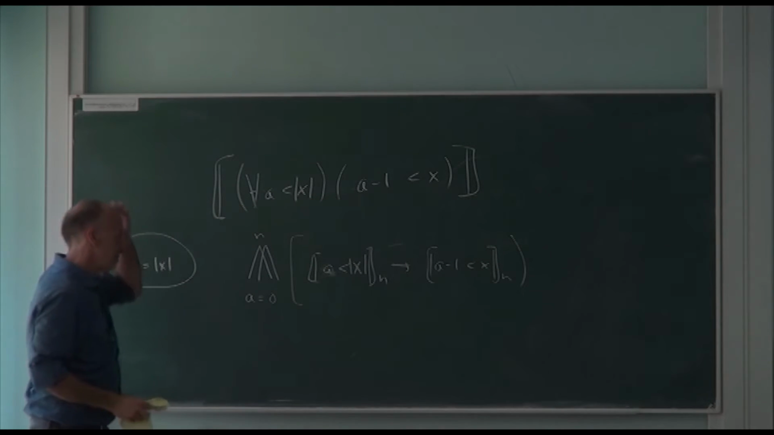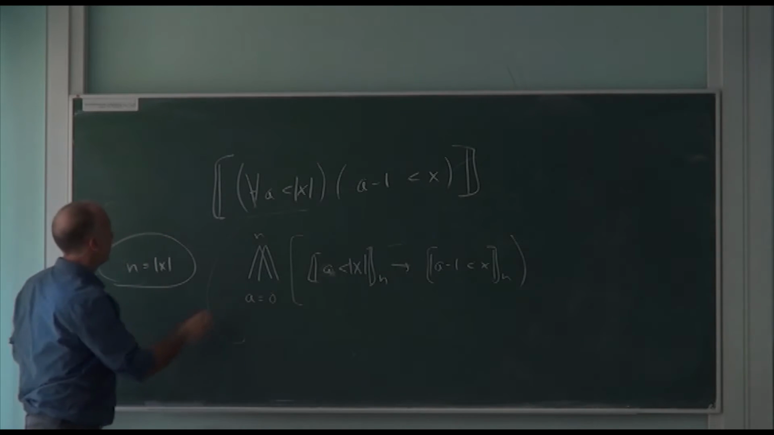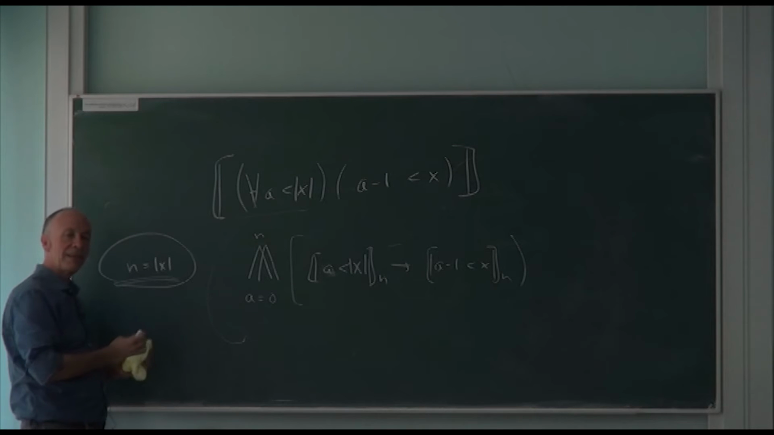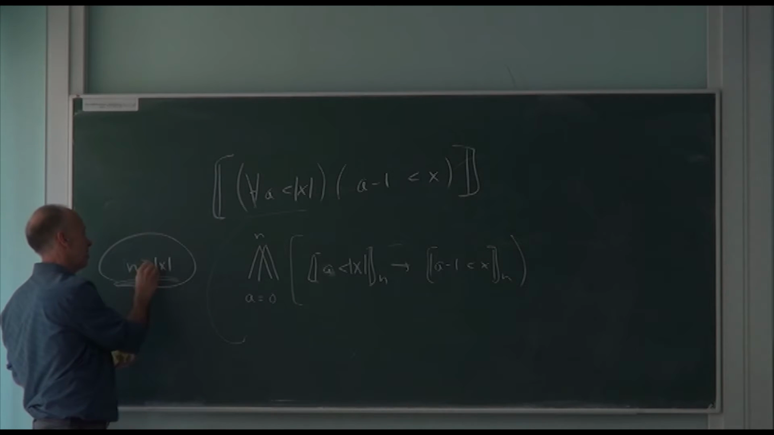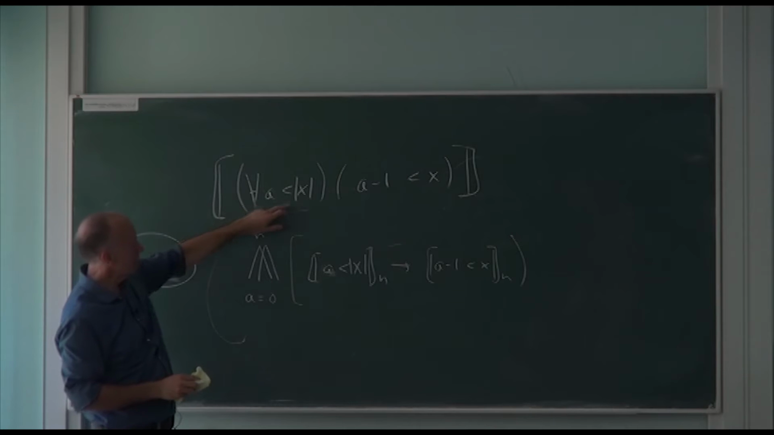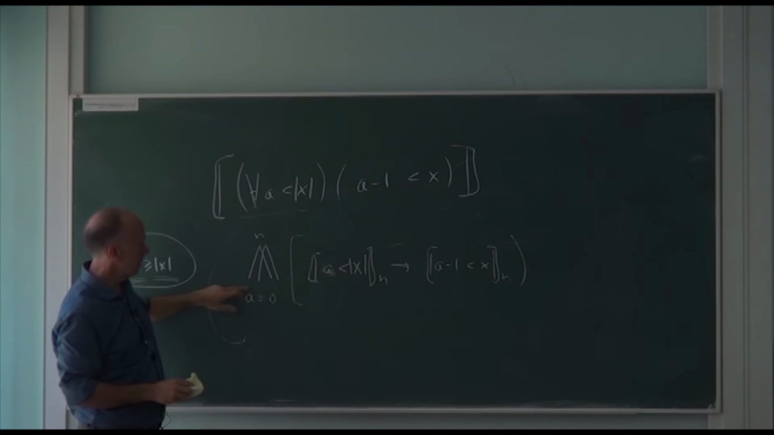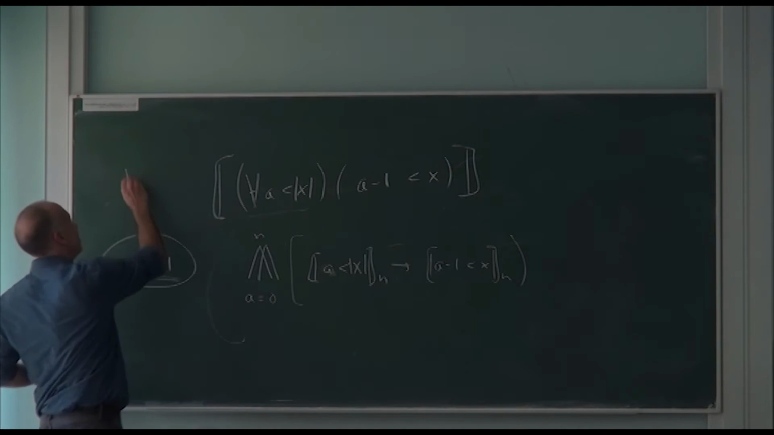So see what's happened here: this is a sharply bounded quantifier. We know that we're looking at x of length n, or actually x is less than or equal to n, the way I've said it. So the point is, if a is ranging over values up to the length of x, it's going to be some number between 0 and n, some particular number. Remember, we're dealing with a fixed n.